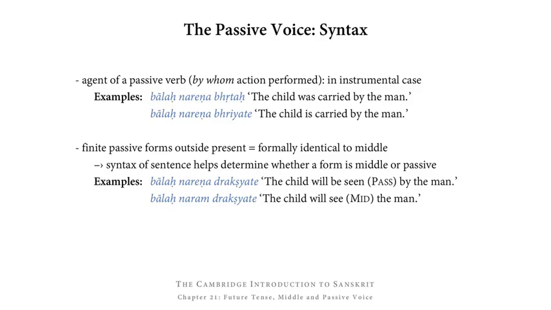And so, for example, if you have a sentence such as balakah narena drakshyate, drakshyate is the future either middle or passive of drish, to see. If you see this drakshyate with an instrumental, it's probably a passive form, whereas if you see drakshyate together with an accusative, which may well be the direct object, then probably drakshyate is middle. And so balakah narena drakshyate would mean the child will be seen by the man, narena, in the instrumental, whereas balakah naram drakshyate probably means the child will see, not a passive but a middle form, the man.